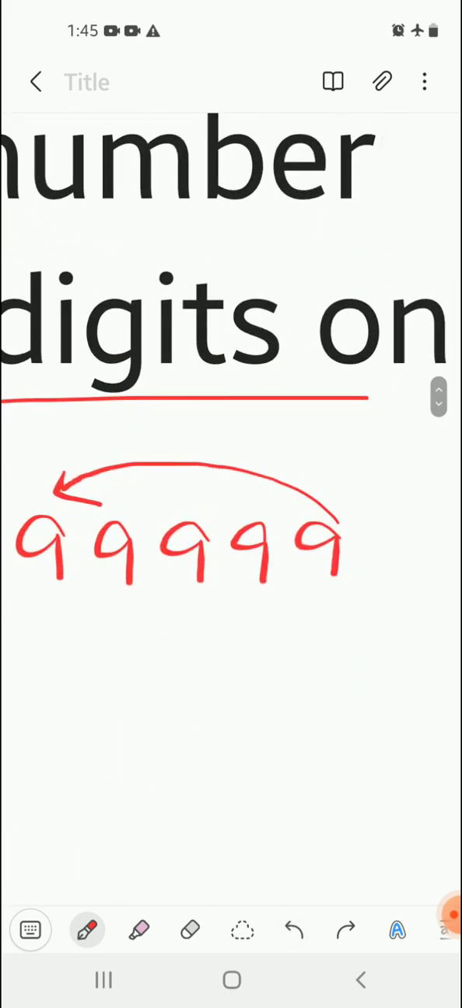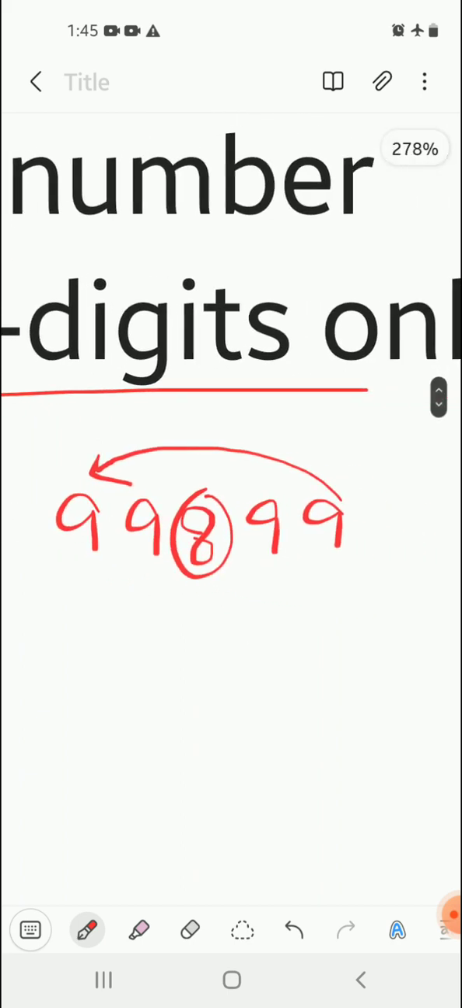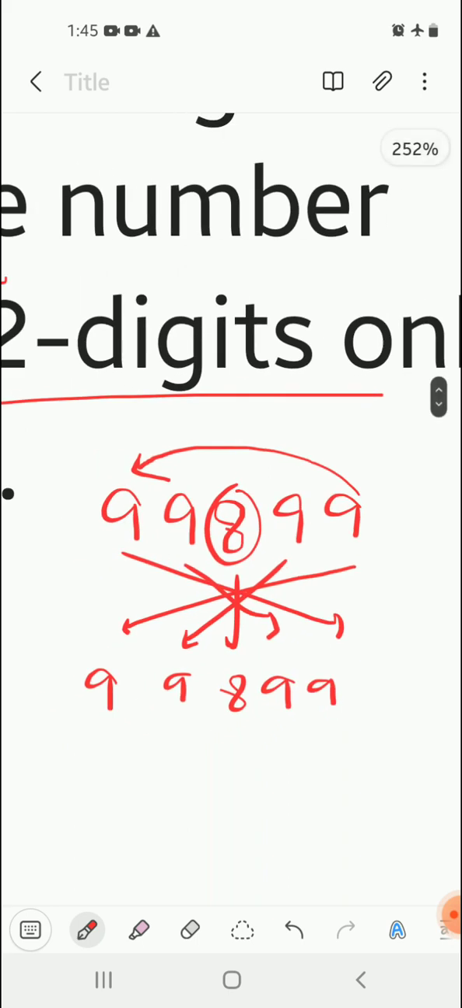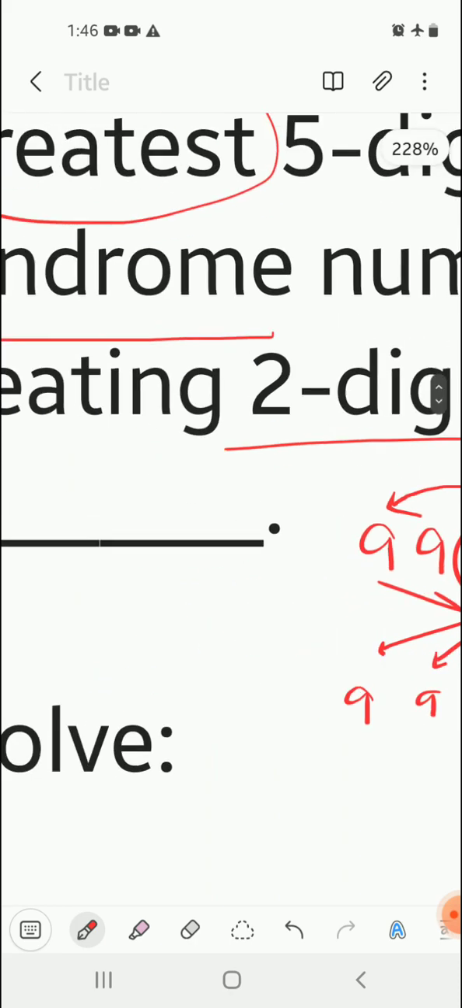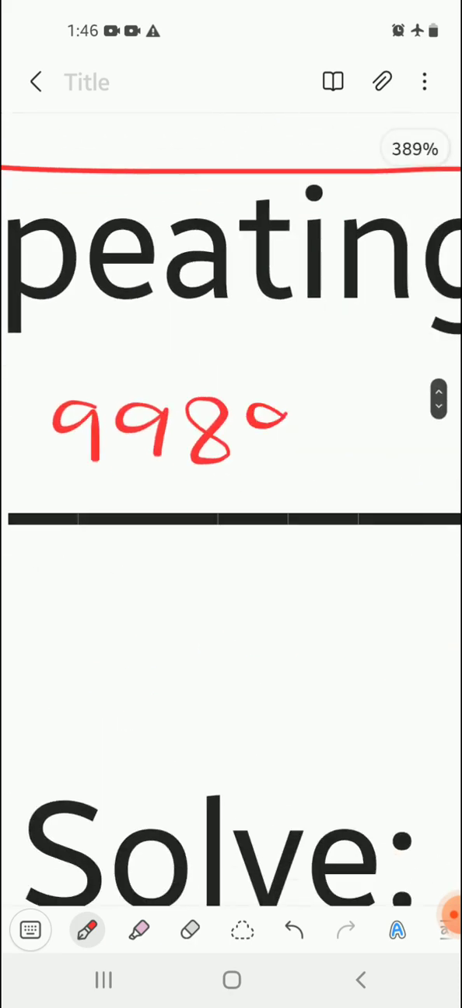So what we are going to do is insert an 8 over here in the middle. If we insert an 8 in this position, then if you write it in reverse order, we'll start from here: 9, next 9, then 8, then 9, and then finally 9. So it's the same number. So we get 99899.